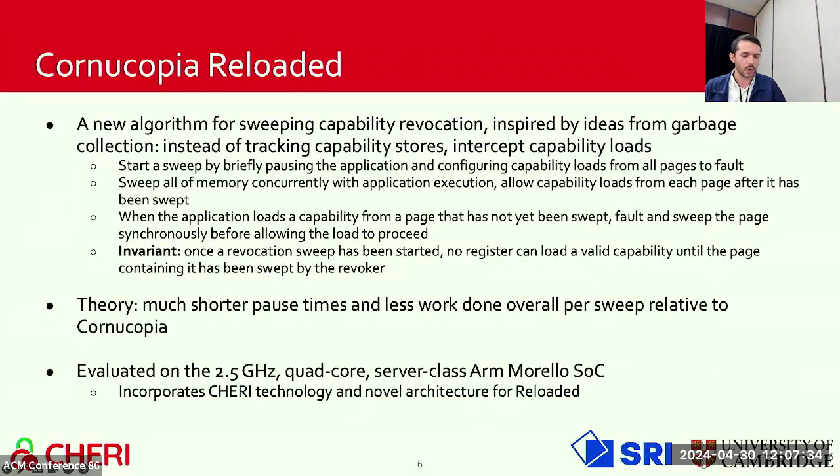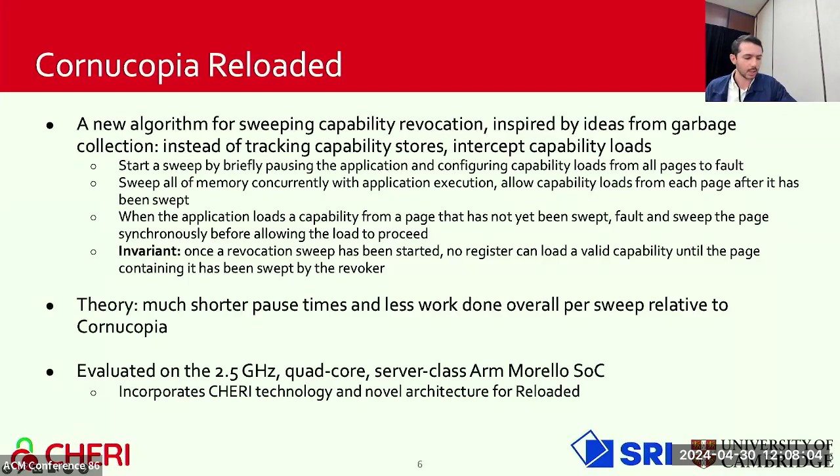In Reloaded, we want to intercept capability loads, similarly to the load barrier concept in garbage collection. The brief sketch of this algorithm is we start a sweep by briefly pausing the application and then doing something, which I'll talk about later, to configure all capability loads from all pages to fault. We then start sweeping memory concurrently with the application execution, resuming the application, and we progressively allow capability loads from each page after it has been swept by the revoker.